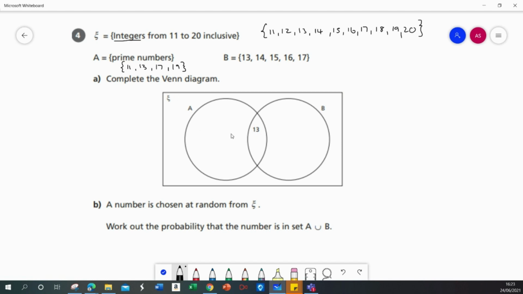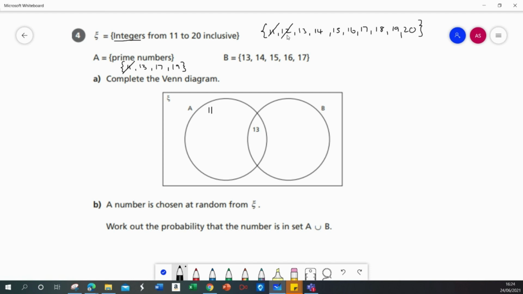Now, to complete the Venn diagram, I need to make sure that I've got all of the set of A inside the A circle, all of the set of B inside the B circle. Any that are in both lists would go in the middle, and any other numbers in our list at the top, the universal set, if they're not included in either A or B, they would go around the outside of the diagram. So first of all, the number 11 is a prime number. It's not included in set B, and so number 11 would be placed in the A circle.